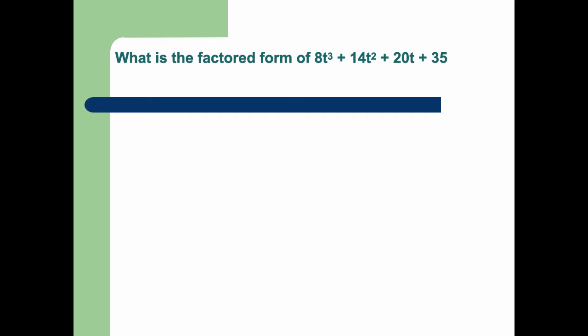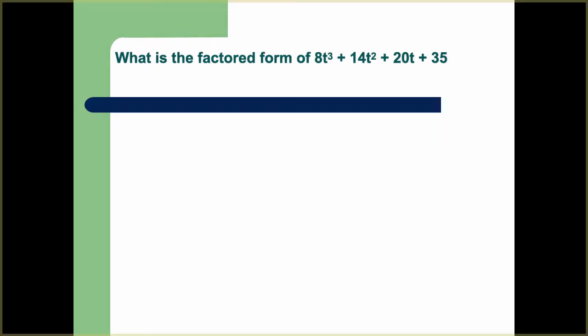So here we go. What is the factored form of 8t cubed plus 14t squared plus 20t plus 35? Remember, our first step is to group the first two and the last two terms. And then we look for the common factor, the largest common factor between 8t cubed and 14t squared. First, look for the largest number between 8 and 14 that divides out evenly, and it's 2. Then we look at our common variable, and we take the lowest exponent, which is t squared.